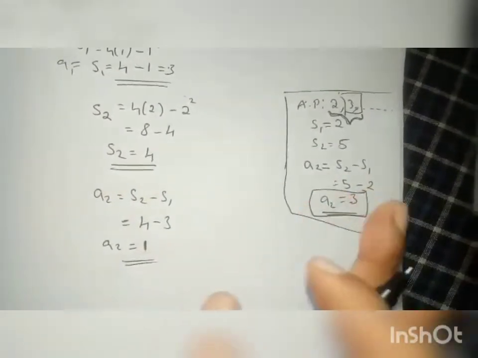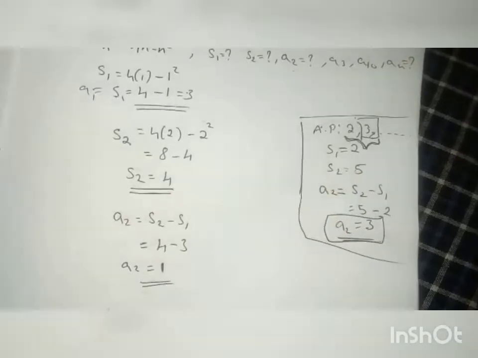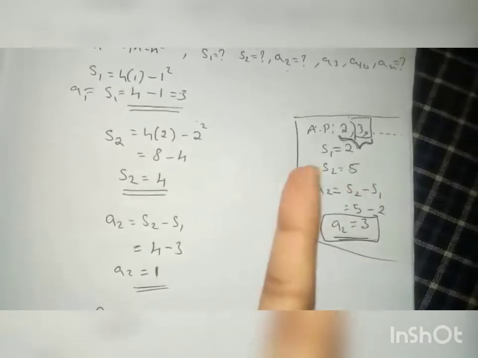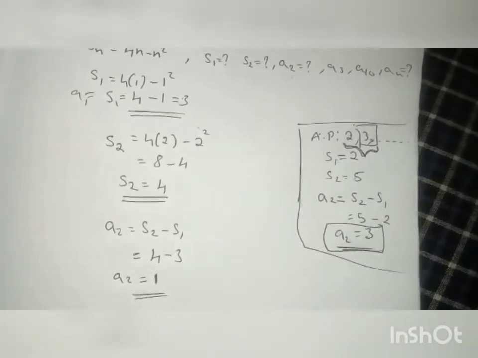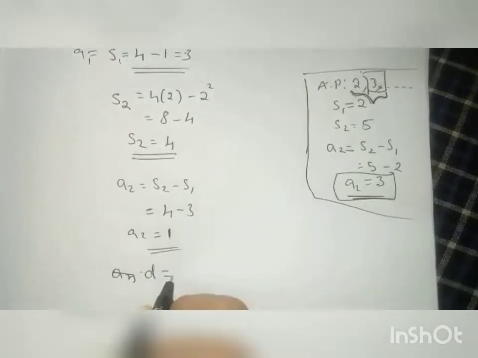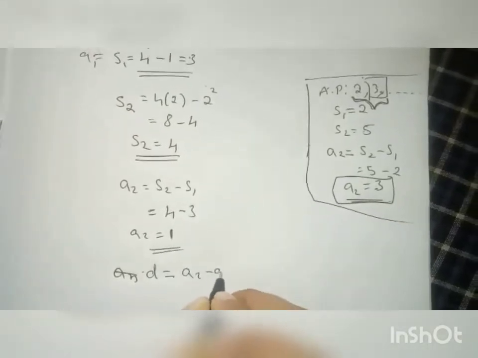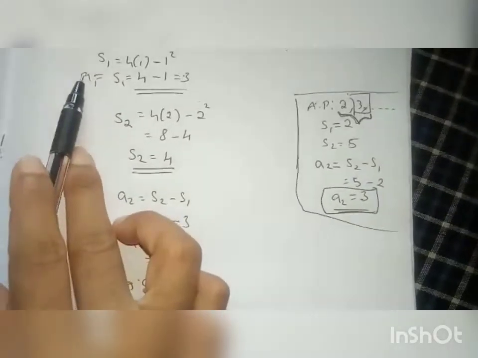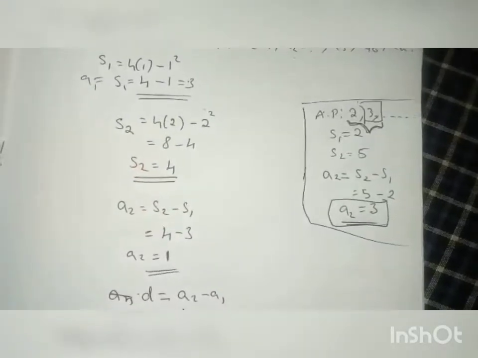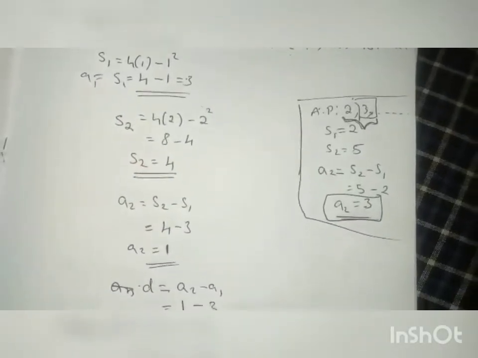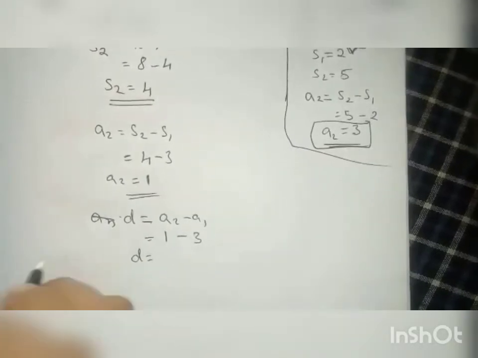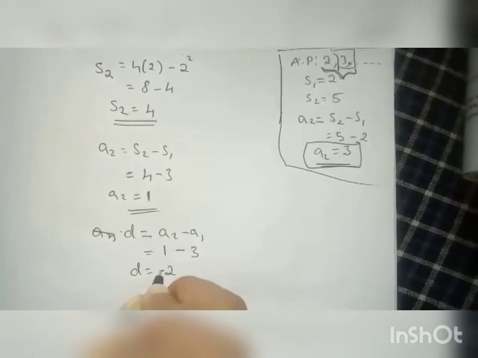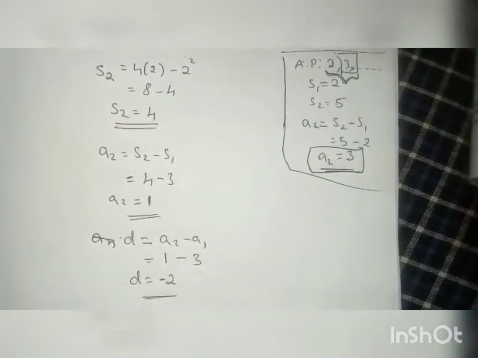Next, let us find An. Before that we need d also, right? We'll find d first. d is equals to what? A2 minus A1, right? Second term minus first term. Second term is 1. First term A1 is equals to S1 is equals to 3. So 1 minus 3 is minus 2. So d is minus 2. So you got d as minus 2.